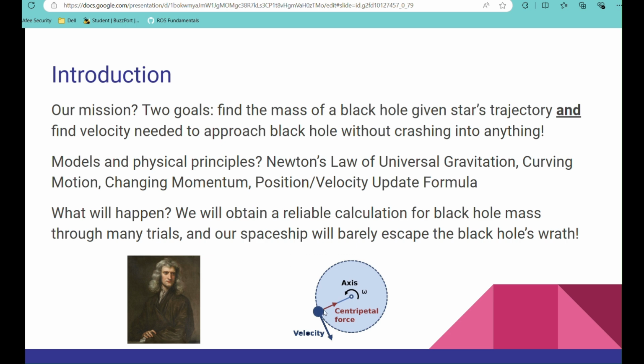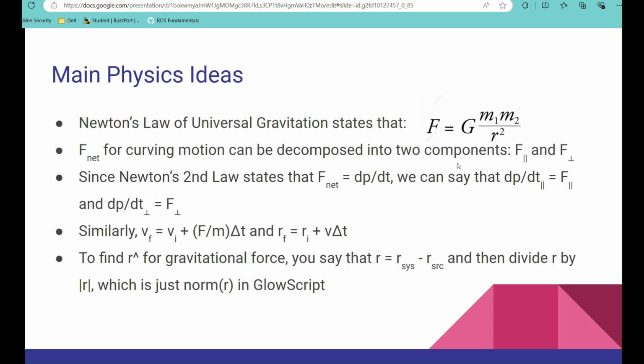Here is a model of the forces in both the p hat direction, which is parallel to the velocity, and also n hat, which is perpendicular to the momentum slash velocity. For our main physics ideas, Newton's law of gravitation states that F equals G m1 m2 divided by r squared times r hat. We're also using the decomposition of F net into F net parallel and F net perpendicular. And since Newton's second law states that F net is dp/dt, we can say that dp/dt parallel equals F parallel, and dp/dt perpendicular equals F perpendicular.